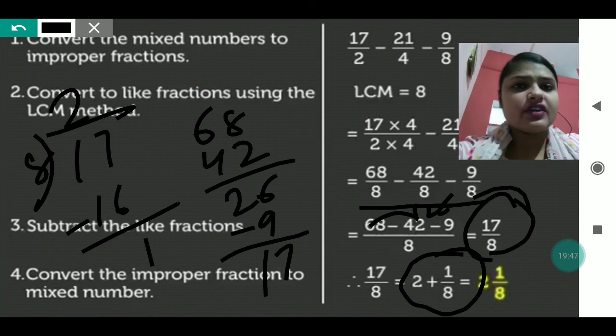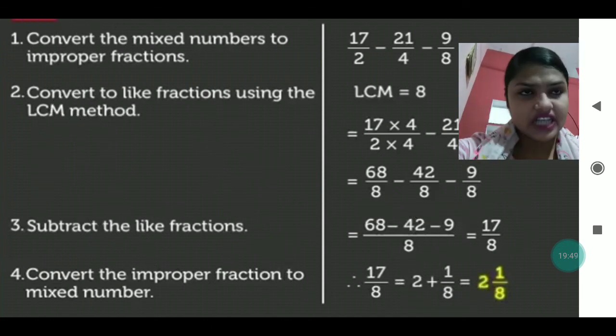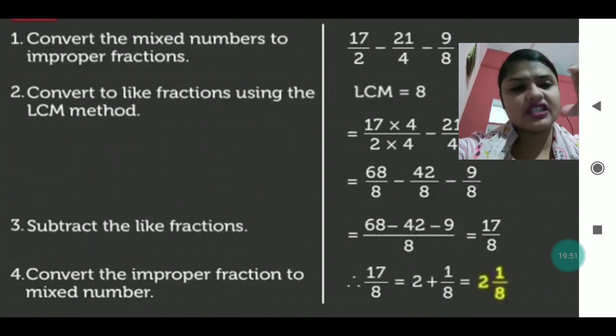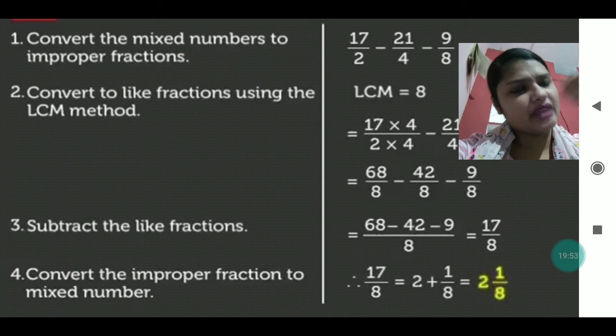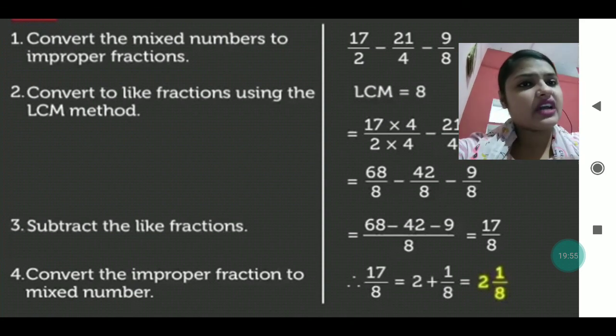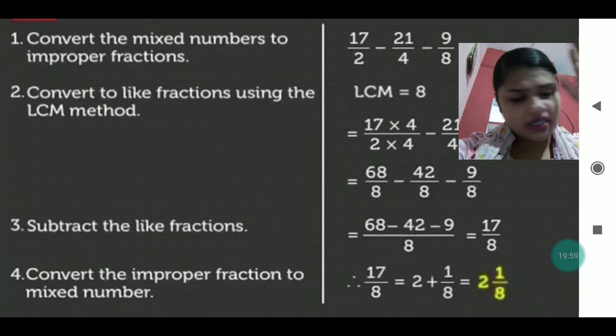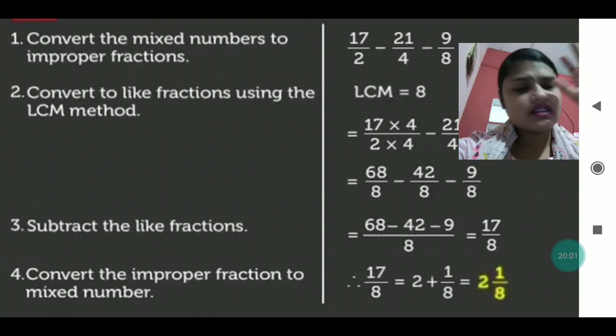So like this we will do it if the numbers are given in mixed fractions and they are unlike fractions. Both are. So first we will convert them into improper fractions, then we will find the LCM of the denominators, then we will make equivalent fractions, and then we will subtract.